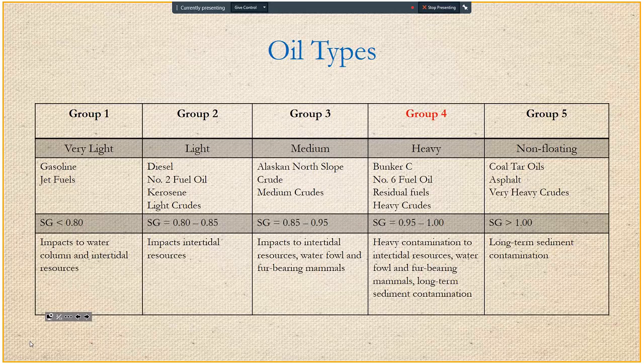We go from left to right based on specific gravity increasing, but also on the bottom line there is the impact that we're going to be observing to various habitats. And as the groups grow and the densities get higher, we're going to see more contamination towards sediment and other animals as well.